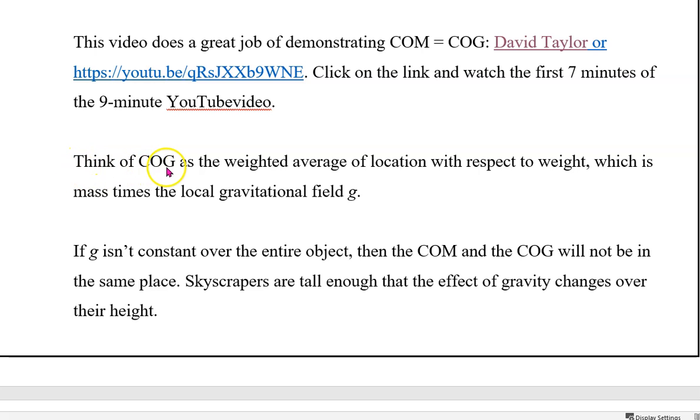In general, think of center of gravity as the weighted average of location with respect to weight, where the weight is the force represented by mass times the local gravitational field G. If G isn't constant over the entire object, then the center of mass and center of gravity will not be in the same place. Skyscrapers are tall enough that the effect of gravity changes over their height.